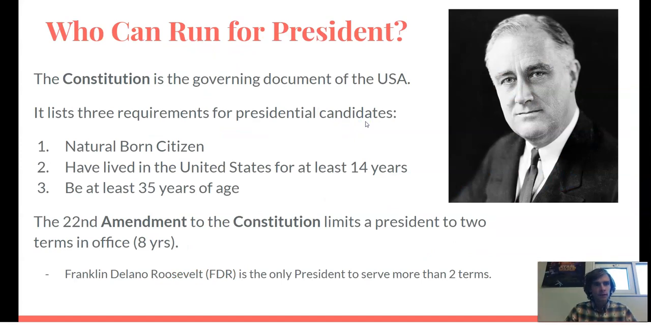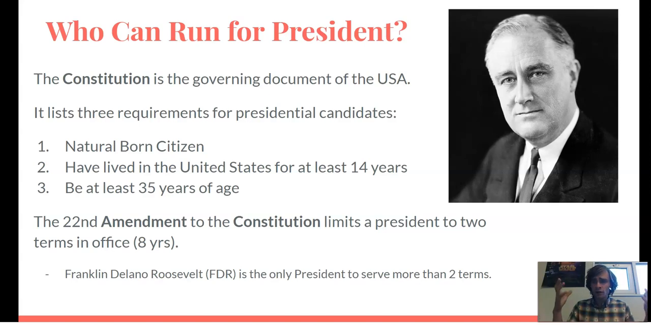Who can run for president? The Constitution is the governing document of the United States, as we learned last week. In the Constitution, it lists 3 requirements for presidential candidates. Number 1, you have to be a natural-born citizen. So either you are born inside the United States boundaries or your parents were U.S. citizens. Number 2, you have to have lived in the United States for at least 14 years. And that's so that someone isn't born in this country and then moves to Canada, lives their whole life there, and then comes back and runs for president. They want the president to have lived here and experienced what it's like to be a citizen for a good part of their life. And lastly, be at least 35 years of age.